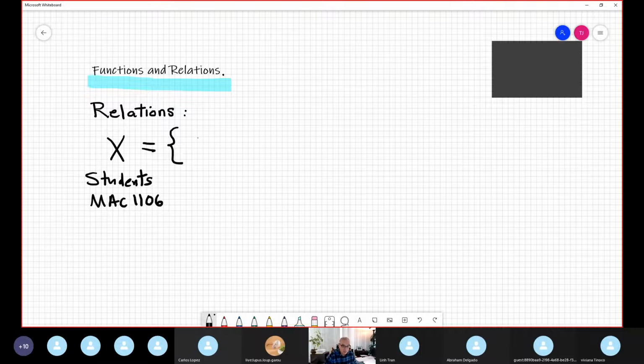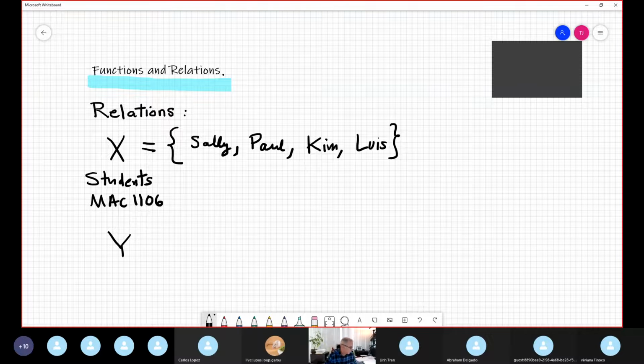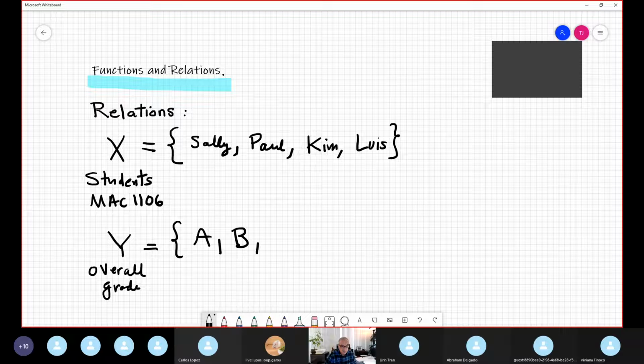For example, Sally, Paul, Kim, and Luis. 4 students, only 4 students. And we have another set, Y, which represents the overall grade in this subject. It's possible to get A, B, C, D, or F.